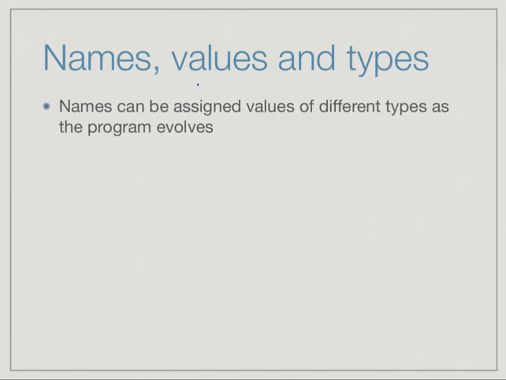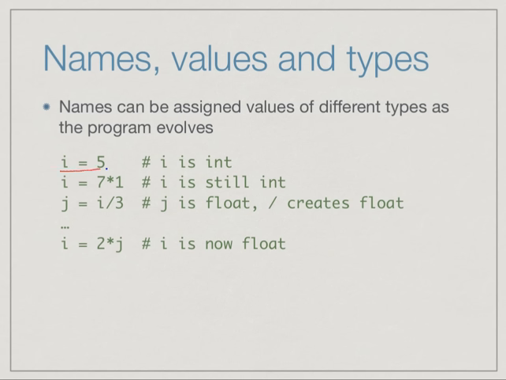So let us illustrate this with an example. The main feature of Python is that a name can be assigned values of different types as the program evolves. So if we start with an assignment I equal to 5, since 5 is an int, I has the type int. Now if we take an expression which produces an int, such as 7 times 1, I remains an int. Now if we divide the value of I by 3, so at this point, if we had followed the sequence, I is 7, right? So 7 by 3 would be 2.33, and this would be a float. So therefore, because the operation results in a float, at this point j is assigned a value of type float. Now if we continue and at some later stage, we take I and assign it the value 2 times j. Since j was a float, I now becomes a float.